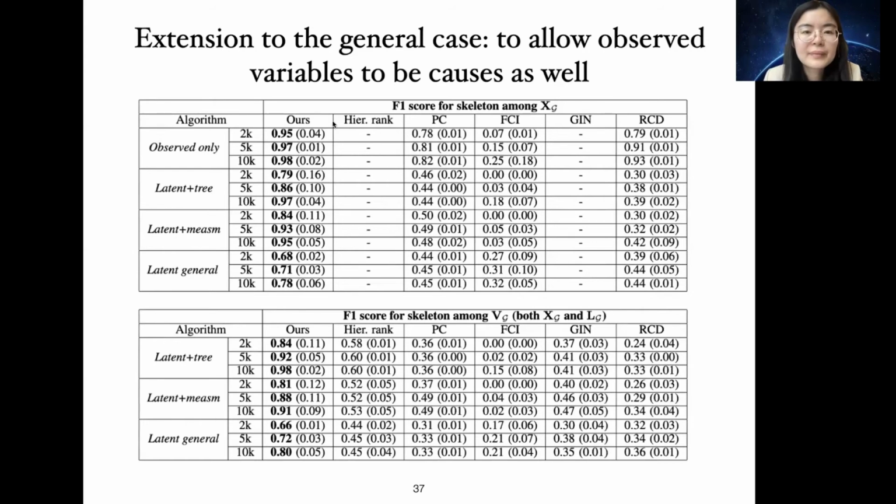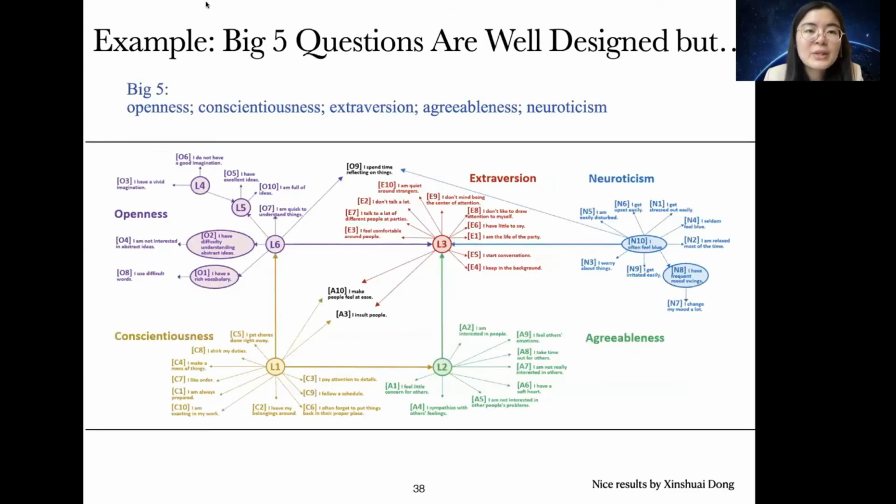Here's a very interesting result done by Xingshuai, on the Big 5 questions. We have very interesting findings. First, we find that our findings correspond to the Big 5 concepts very well. And furthermore, we find that some parts can further have more detailed structure beyond just the 5 clusters.